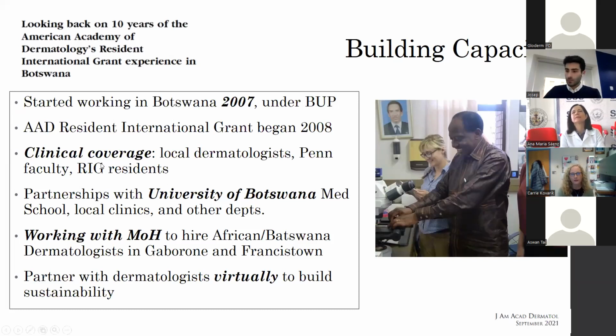So over time, the clinical coverage for dermatology care in Botswana has been by local dermatologists, Penn faculty, these residents, and in partnership with the University of Botswana, the medical school, local clinics, other departments. So we've been trying to build a community to ultimately have sustainable care there. We also have worked with the Ministry of Health to hire other local dermatologists. There's not a whole lot of local dermatologists. So we also have dermatologists from other African countries. And over time, we've partnered with them to help support them virtually, especially as COVID came up. So it's really been doing what we can and helping them to reach sustainability and independence over time.